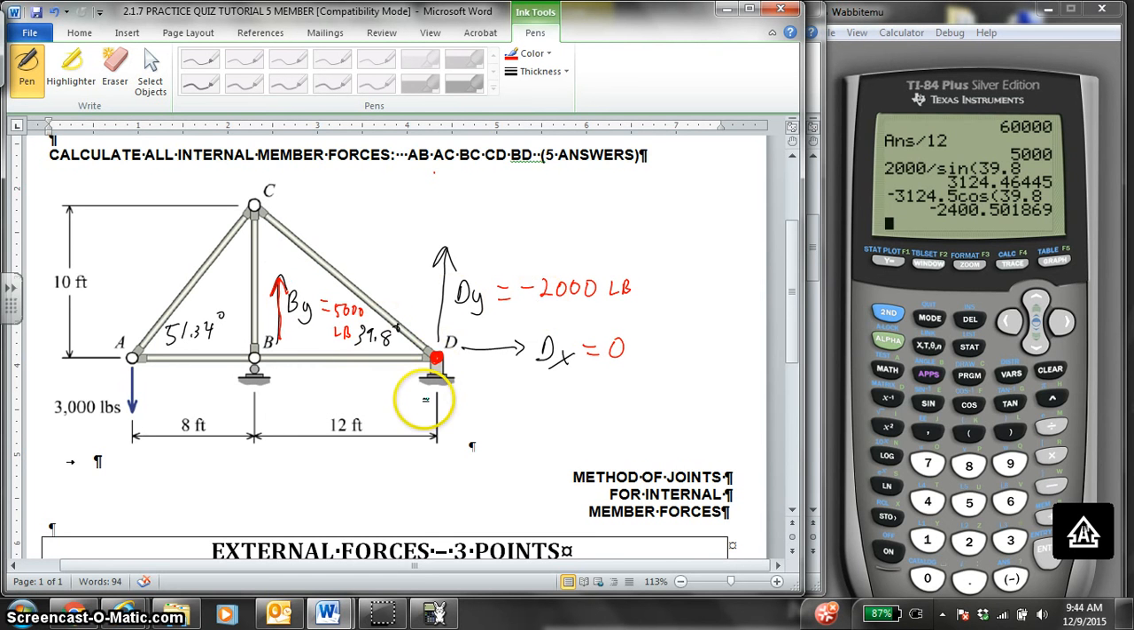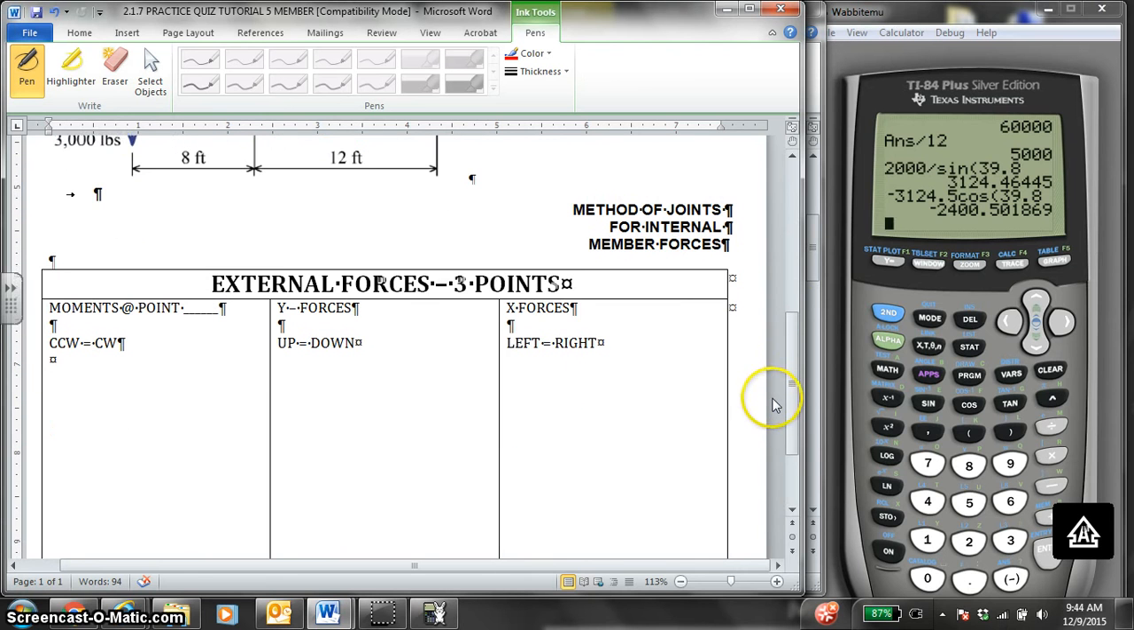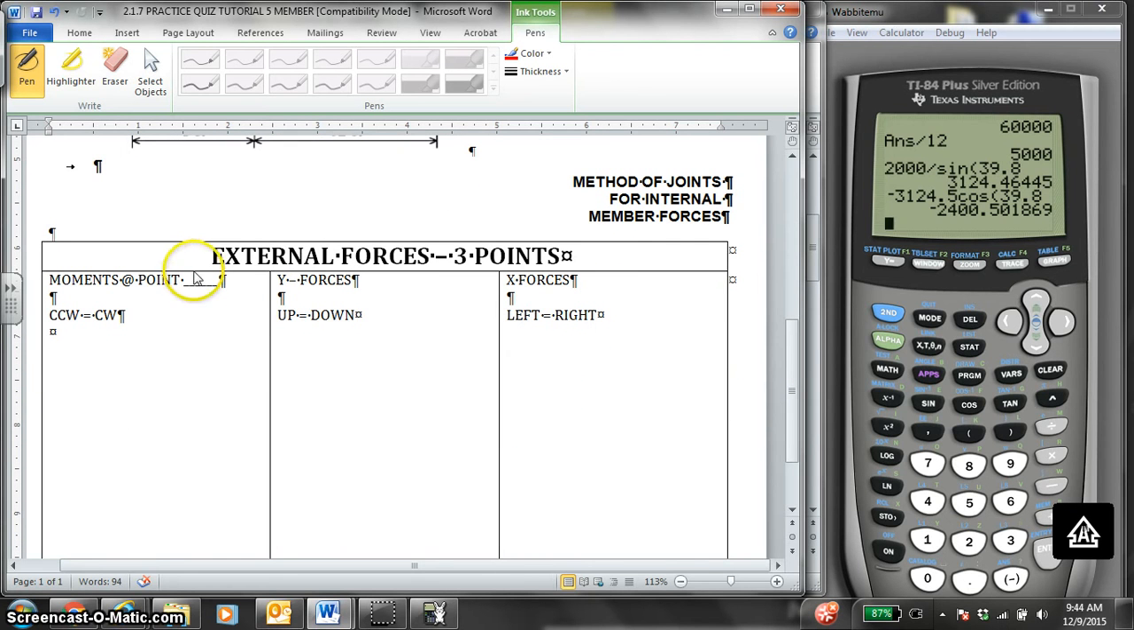We found these numbers using the external forces method of solving it: moments about point D, and then you do the algebra, and then you solve for By. This got you to By. I think the math was 3,000 times 20 equals By times 12. By equals 5,000 lb.